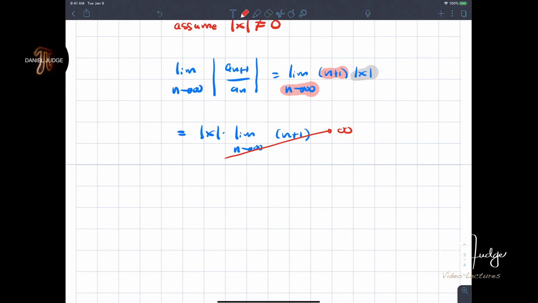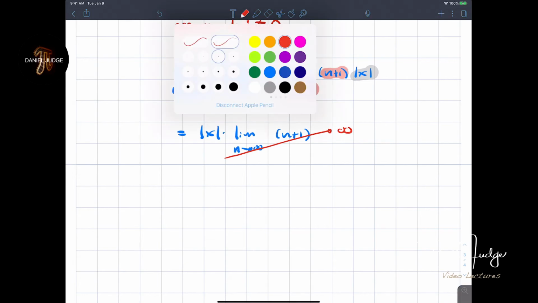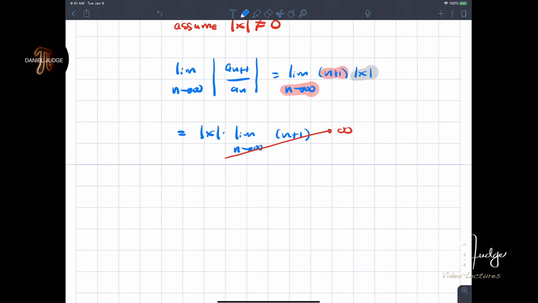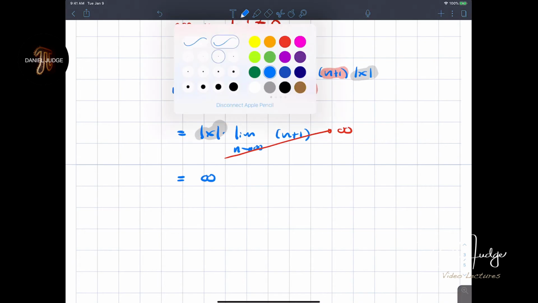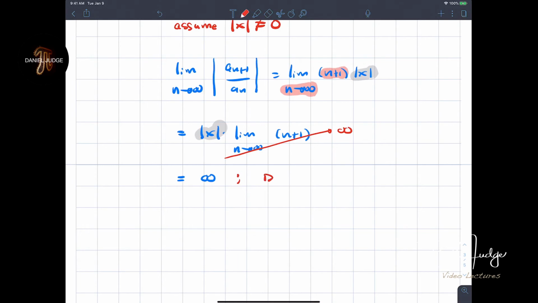And so you might say, okay, what does this mean? Well, it means the whole limit, regardless of the absolute value, because this is going to be a positive number. x could be positive, x could be negative, but in absolute value, it's positive. So this limit, the product there, is simply going to be, again, infinity. And by the ratio test, that means the series diverges.